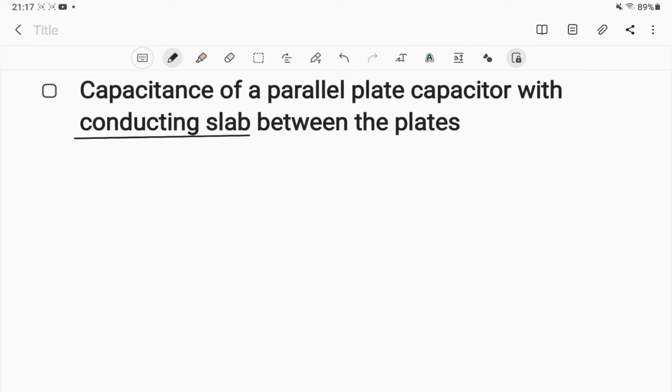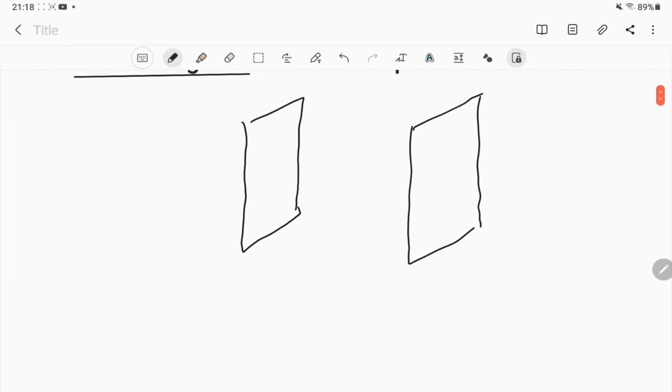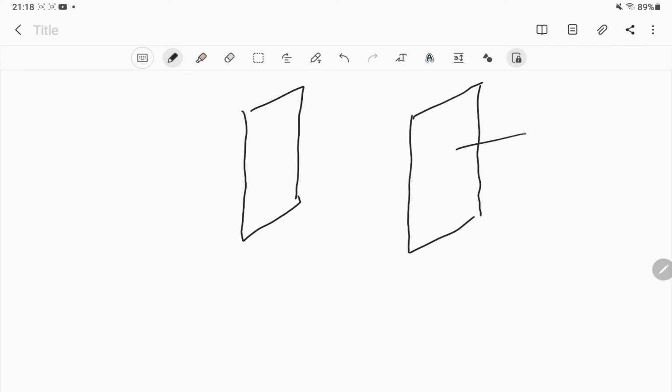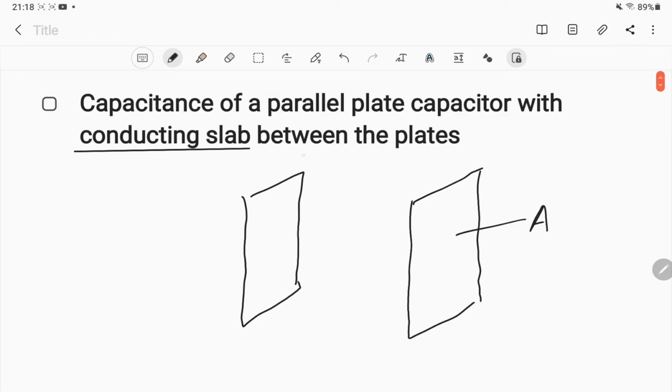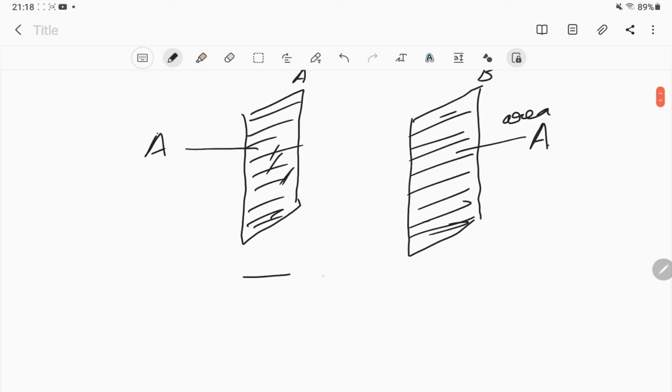Now consider a parallel plate capacitor. This is the parallel plate capacitor, with area of cross section A. This is plate A and plate B, and the area of cross section of the plate is A. Here also the area is A, because these two plates are same, and the distance between the two plates is D.